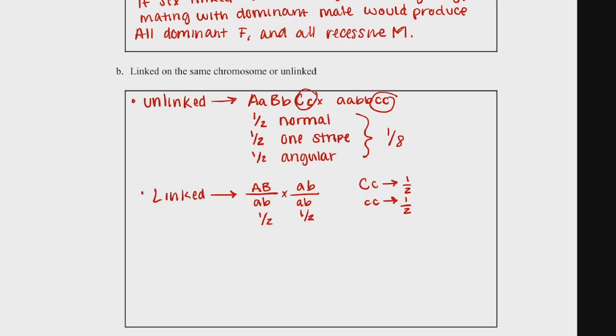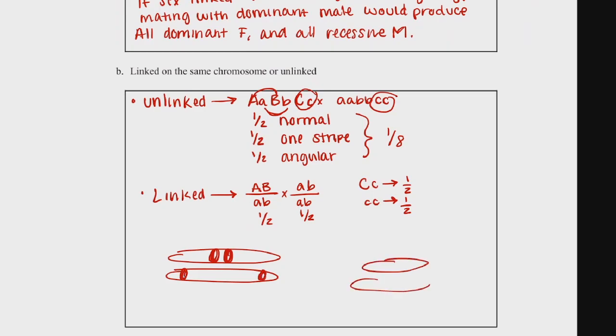So what I'm doing here is I'm just breaking this up into its parts. Linked and unlinked is how far the genes are to each other on a chromosome. Linked genes are super close together. Unlinked genes are extremely far apart or even on different chromosomes.